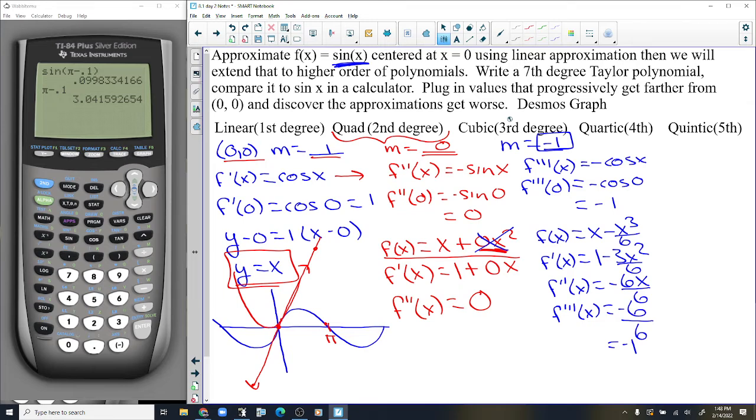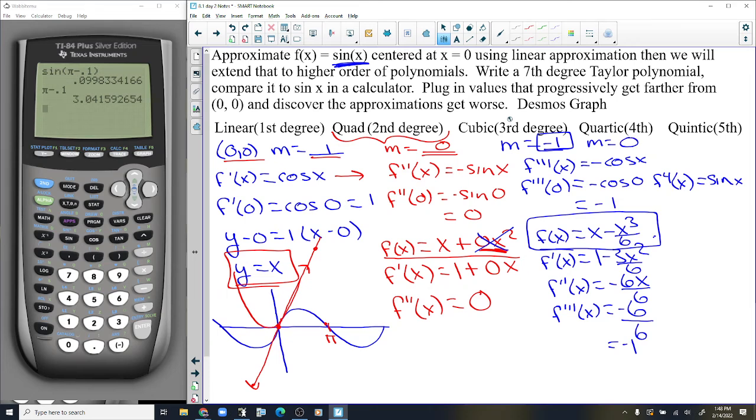If I plug 0 in here, I get 0, don't I? Didn't mess that up. If I take the first derivative and plug 0 in, that's 1. So I still get the first derivative. Second derivative, if I plug 0 in, I still get 0. Third derivative now is exactly what I wanted. I like this. It gets everything I need. Fourth derivative is going to be 0 again, because the fourth derivative is sine of x, which is 0. So I'm not going to worry about tacking that onto this.